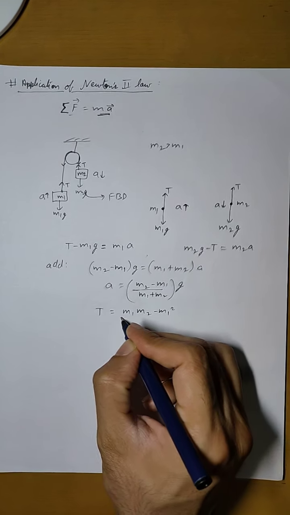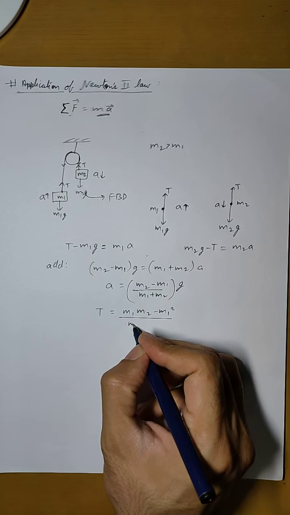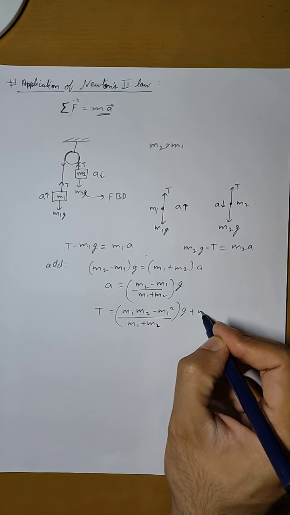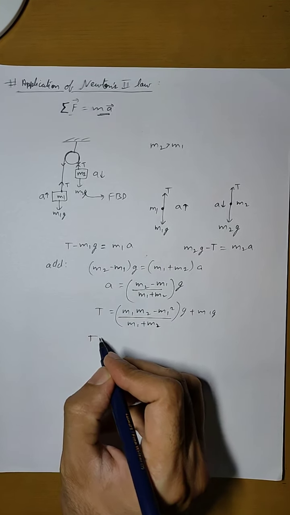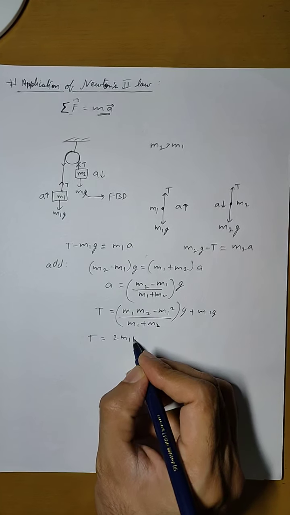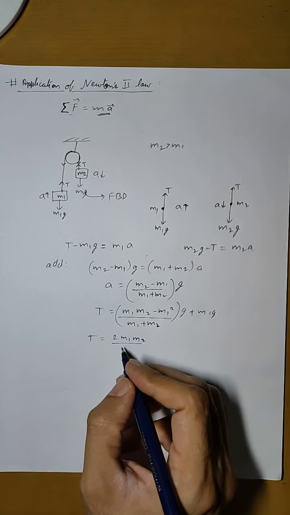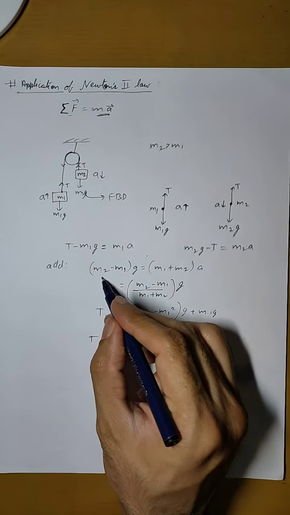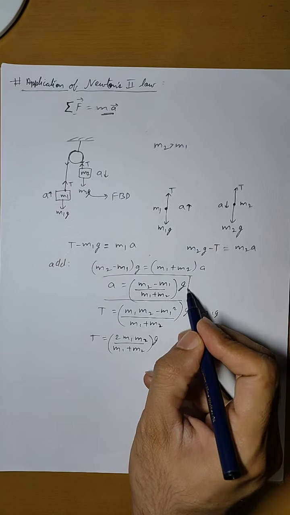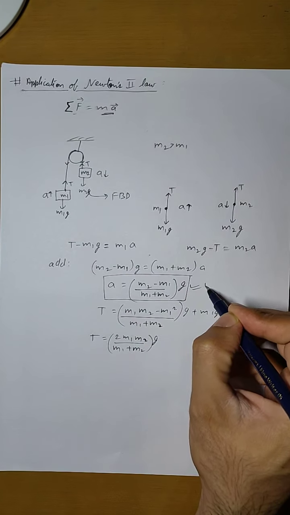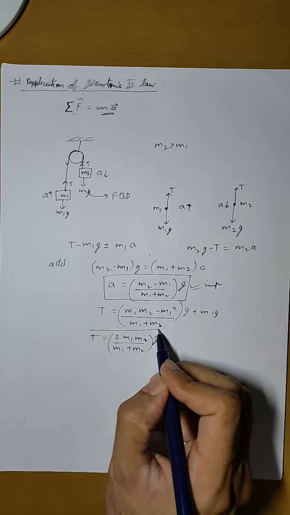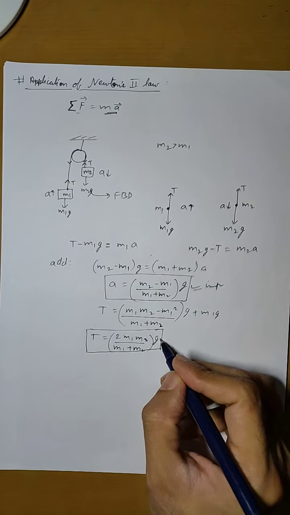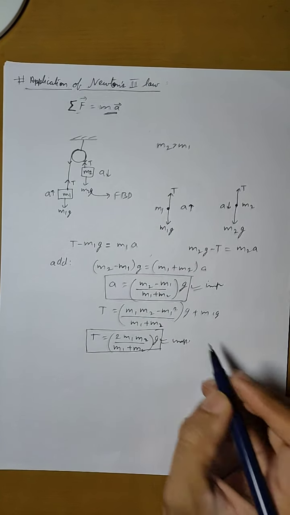(m1 m2 minus m1 square) upon (m1 plus m2) into g plus m1g. So from here the final value of T will be equal to 2 m1 m2 upon (m1 plus m2) into g. These two results are very important. You should memorize them. For such a system, we can directly apply these two equations and find the answer.